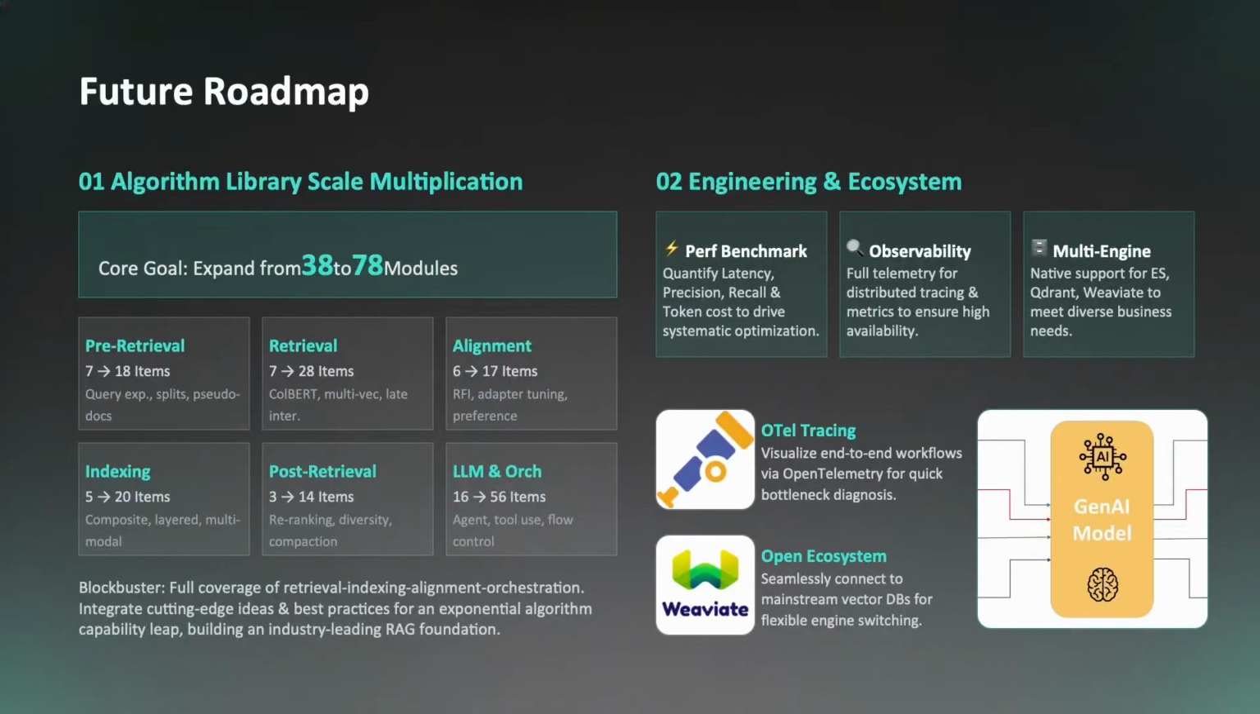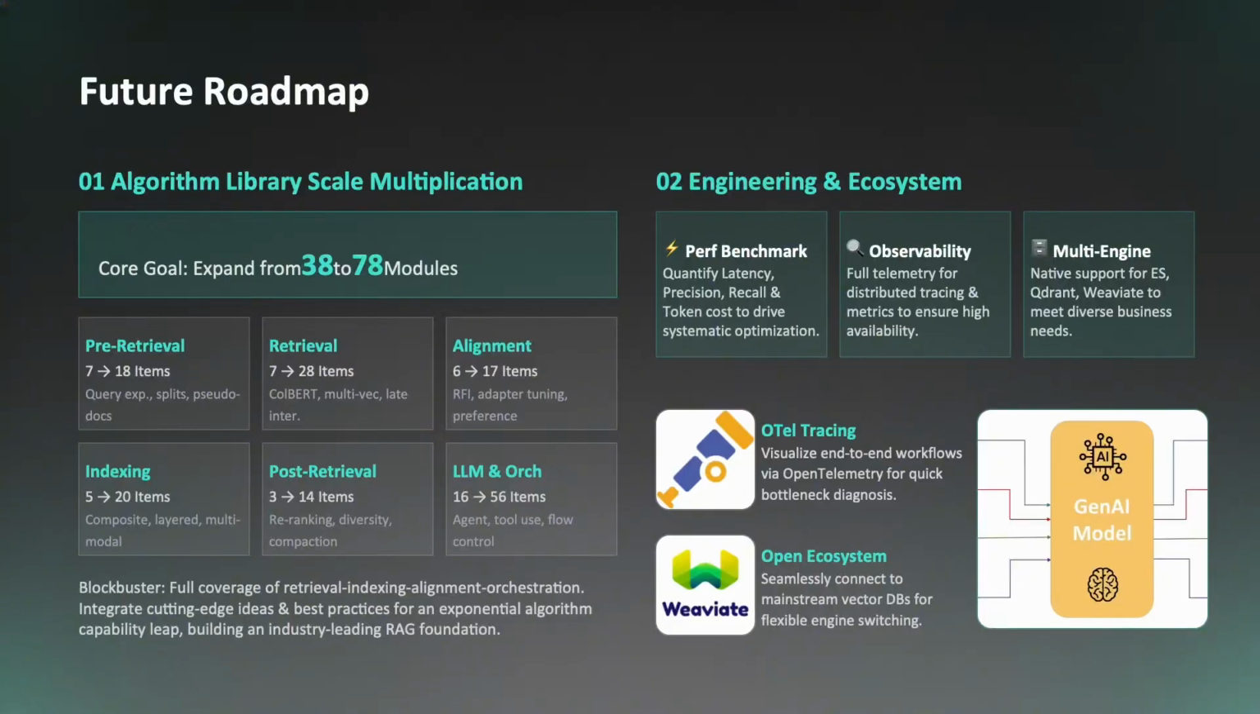Retrieval layer, expand from 7 to 28 modules, integrating ColBERT, multi-vector retrieval, and late interaction algorithms. Alignment layer, expand from 6 to 17 modules, introducing RLHF alignment, LM adapter tuning, and user preference learning. Index layer, expand from 5 to 20 modules, adding composite multimodal and layered hierarchical indexes. Post-retrieval, expand from 3 to 14 modules, enriching diversity sorting and multi-document compression algorithms.